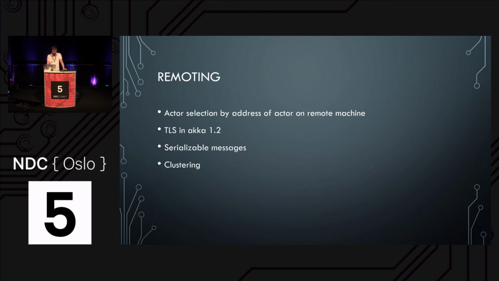Security. Up until Akka 1.2, there was no security when you sent messages backwards and forwards, so that was all in plain text. That changes in Akka 1.2, so you now have TLS. And one thing you need to be aware of when you're doing remoting is that your message needs to be serializable, because otherwise it, of course, isn't going to work across the network. And as I mentioned slightly before, you can do clustering, so not just deploy one actor, but make clusters of actors that will appear as one actor, but actually be many more.